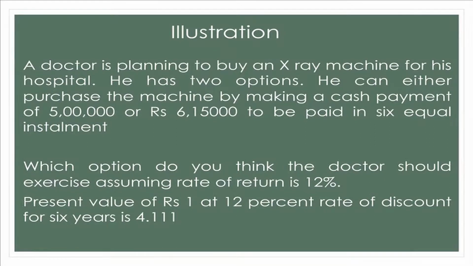He has two options. He can either purchase the machine by making a cash payment of 5 lakh or rupees 6,15,000 to be paid in 6 equal installments. Which option do you think the doctor should exercise, assuming the rate of return to be 12%? Present value of rupee 1 at 12% rate of discount for 6 years is 4.111.